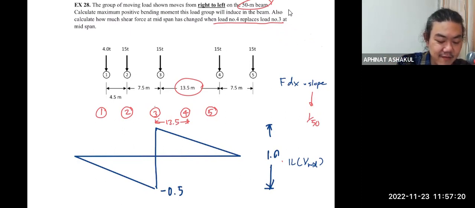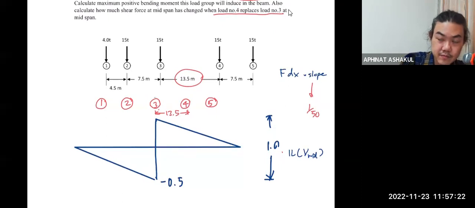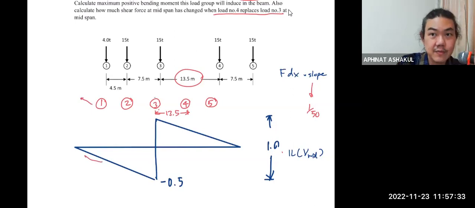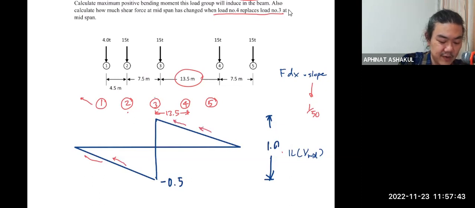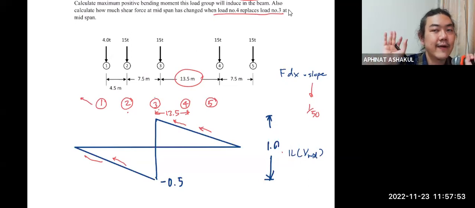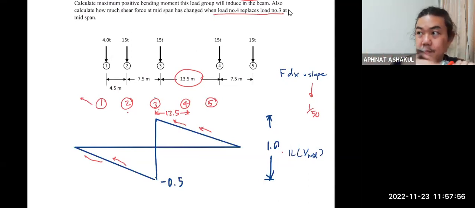You see, everyone is climbing up the slope. Even load number 1 will climb up from the more negative to the less negative value. Number 2 is from more negative to the less negative value. Number 4 is more positive, and number 5 is more positive. So in effect, everyone except load number 3, which we have to keep for a bit later, will increase the shear at midspan. Do you agree?